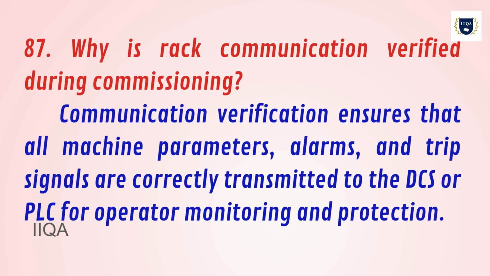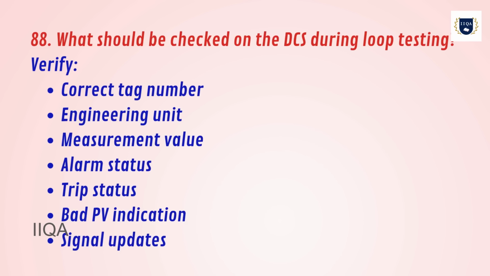87. Why is rack communication verified during commissioning? Communication verification ensures that all machine parameters, alarms, and trip signals are correctly transmitted to the DCS or PLC for operator monitoring and protection.